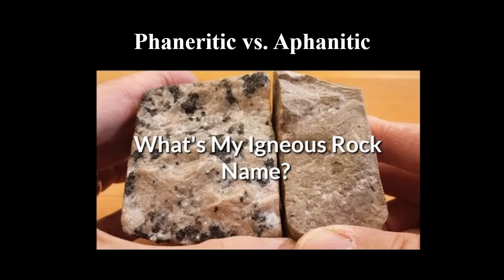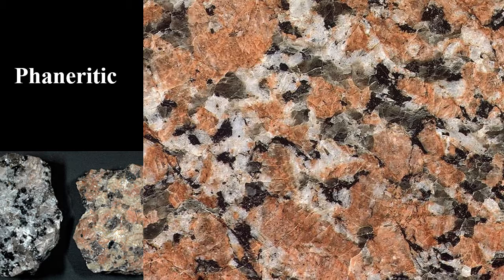All right, so hopefully you've given some wonderful answers, and we'll go through the answers right here. So phaneritic means that the crystals are visible to the naked eye. They have large crystals that are big enough that you can actually see them. These large crystals are generally formed from intrusive rocks. And so you can connect phaneritic with intrusive rocks.